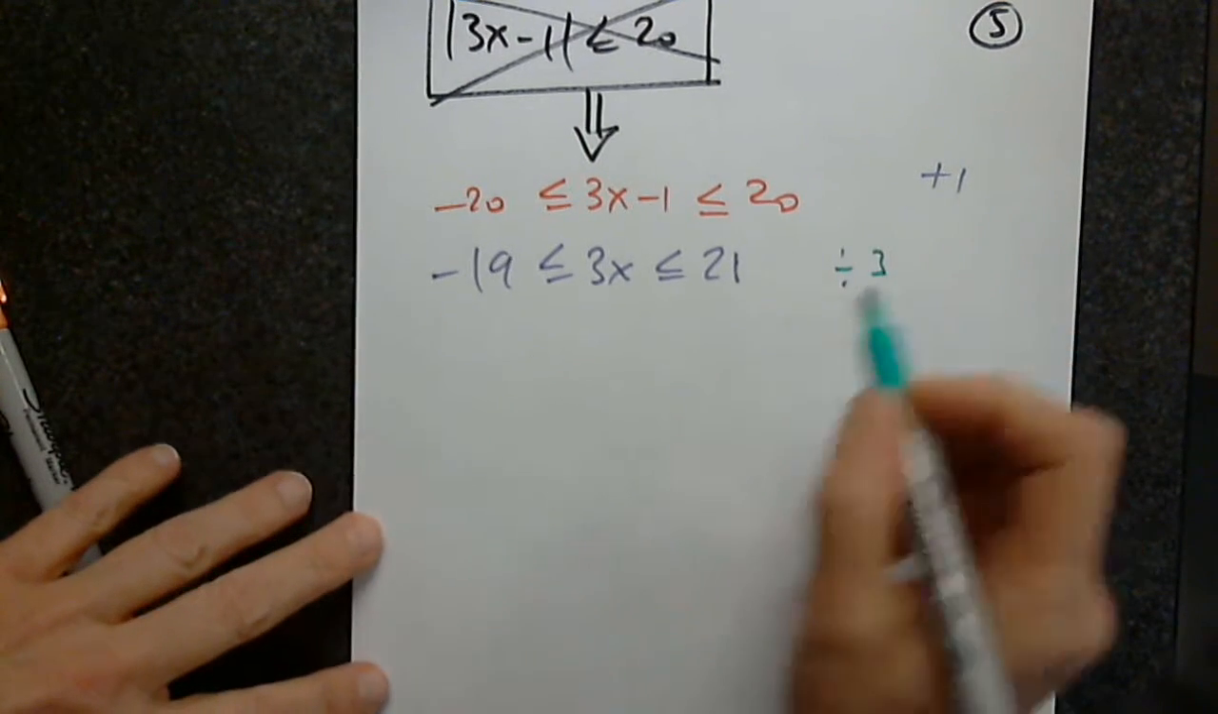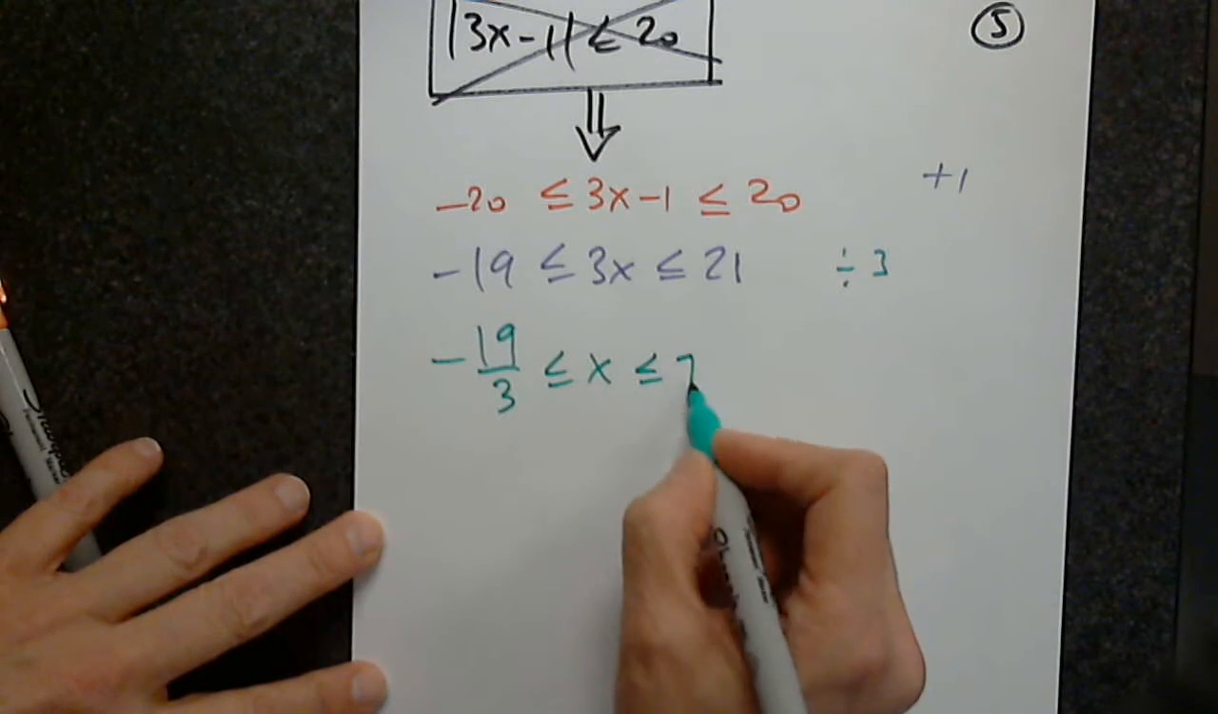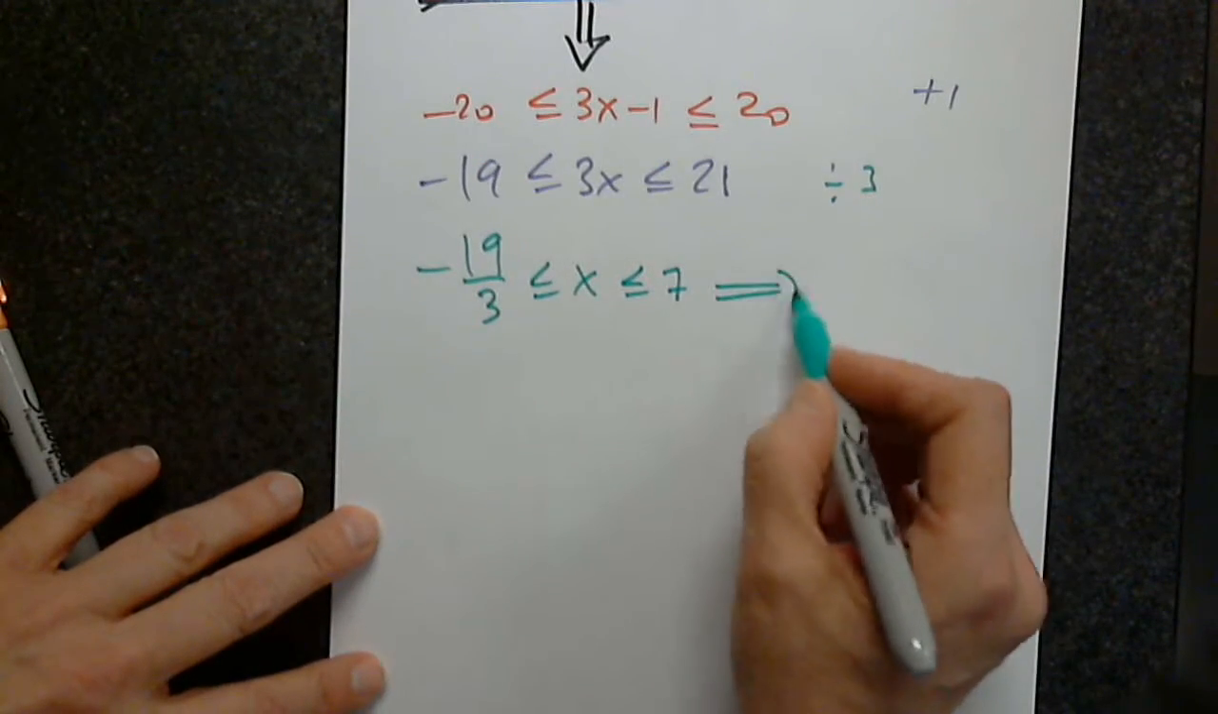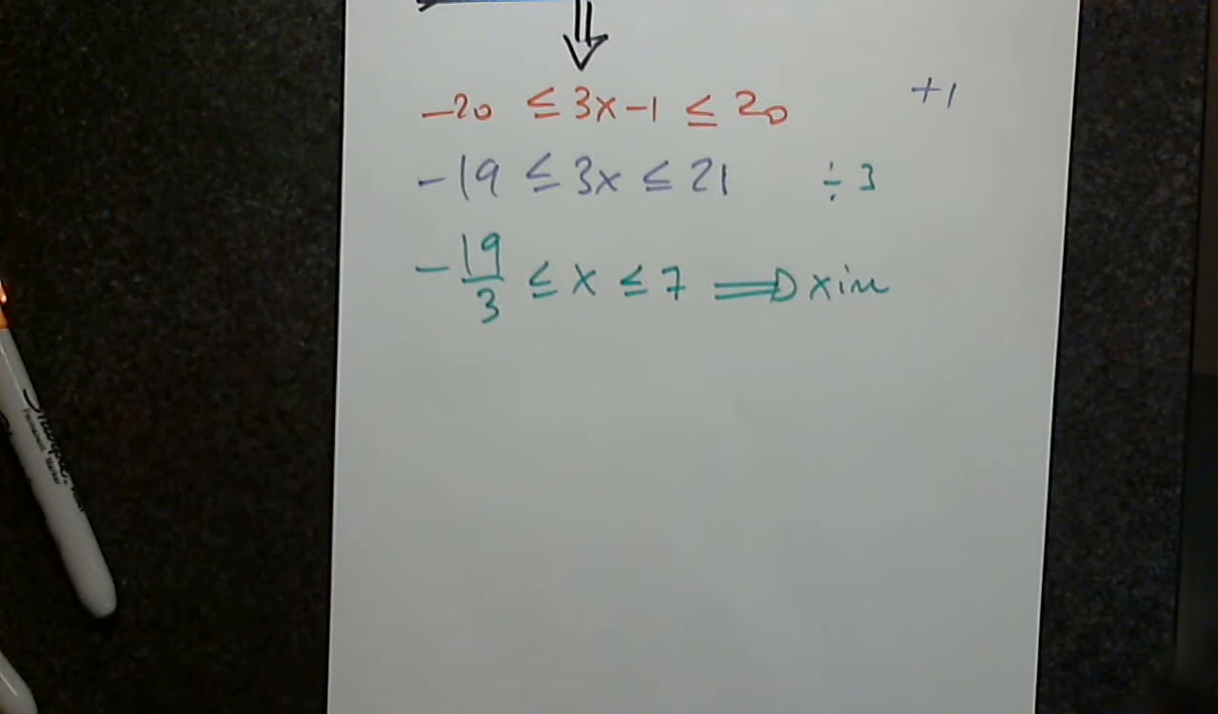Thank you very much. So we have negative 19 thirds less than or equal to x less than or equal to 7. The interval notation is exactly what you see. X in the interval. Can anyone give us the interval with the correct symbols?